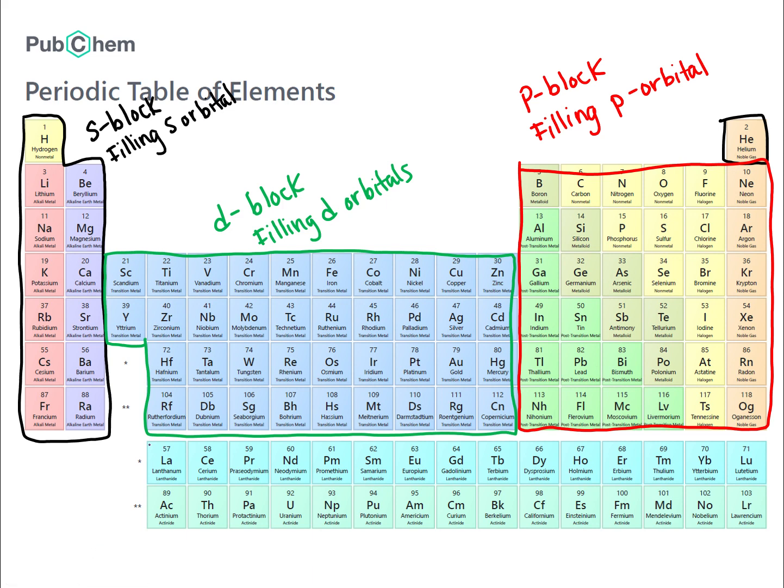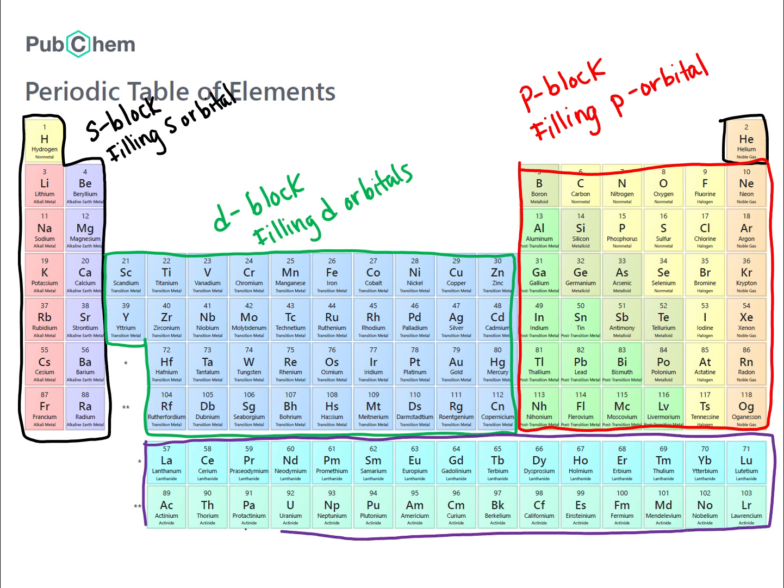And last but not least, below the main periodic table, we have the F block. Notice there's an asterisk here and an asterisk here. That means after barium, you need to jump down here to the F block. And notice barium has an atomic number of 56. Lanthanum has an atomic number of 57. We're not just skipping from 56 to 72. You have to go down to the F block.